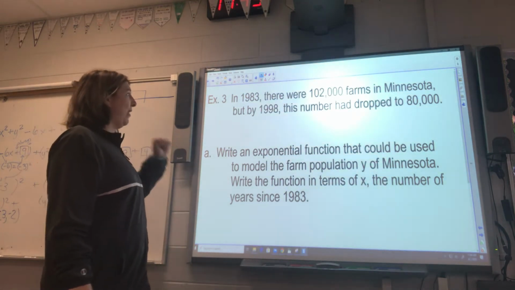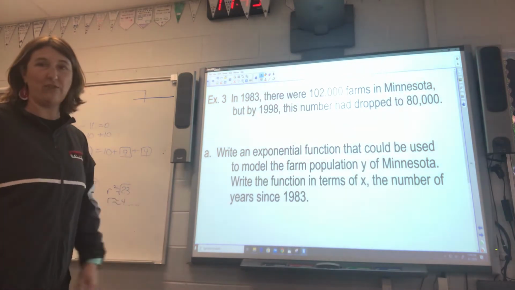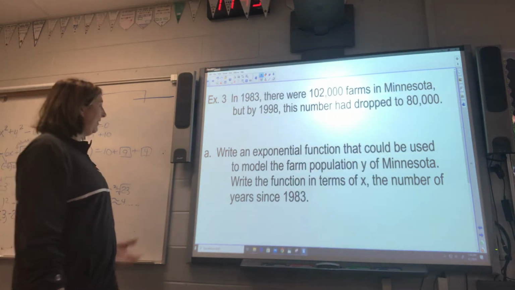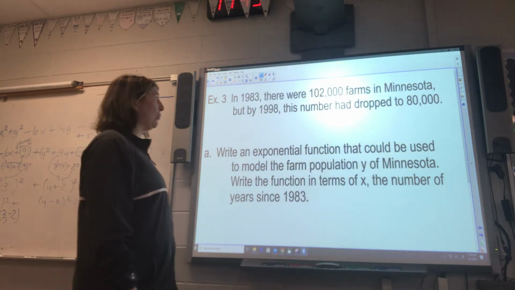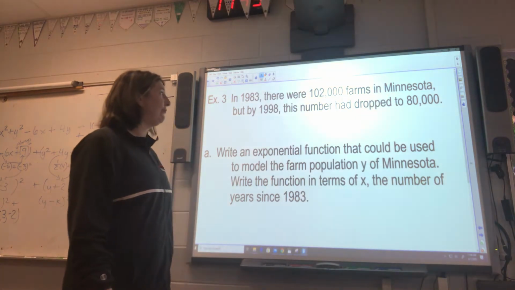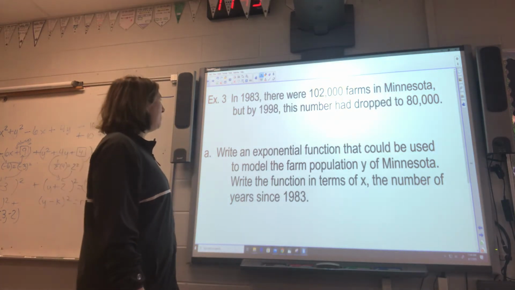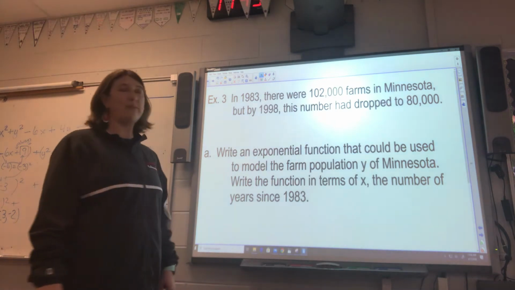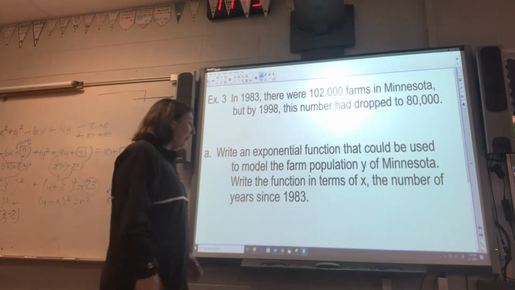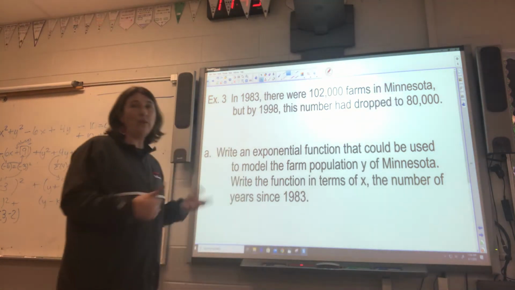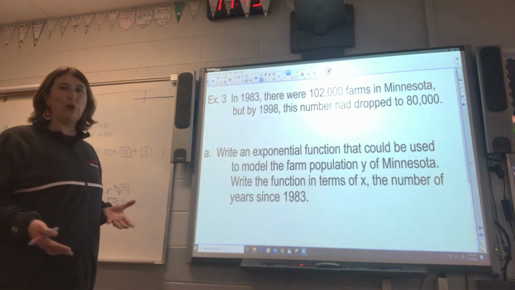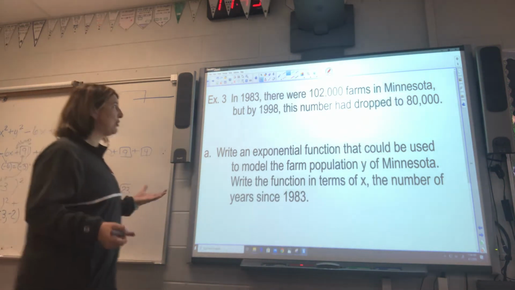This is an example of where we come up with the equations for exponentials. In this example, it says in 1983, there were 102,000 farms in Minnesota. But by 1998, this number had dropped to 80,000. Now, the first thing that you will notice is we can make these ordered pairs. So there are 2 ordered pairs.